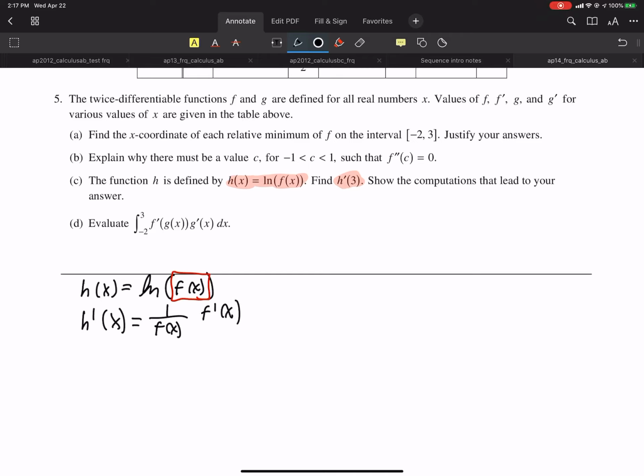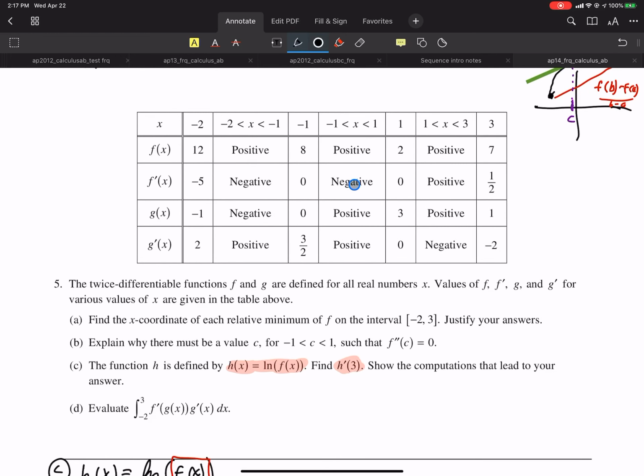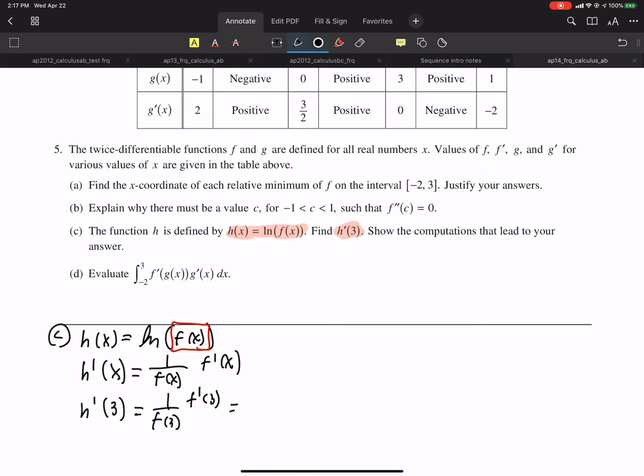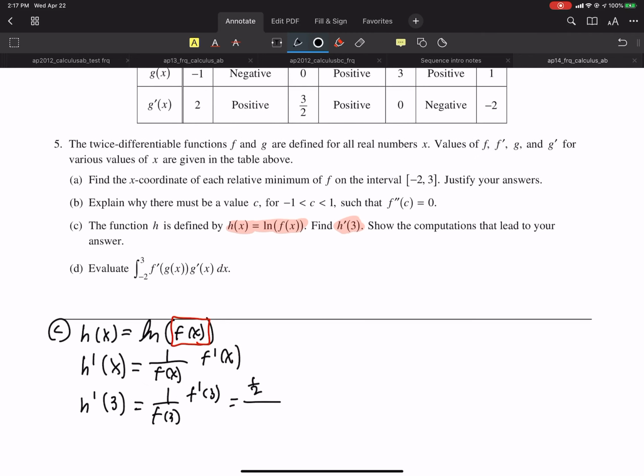And we want to find h prime at 3. So plug in 3 everywhere and just go to the table and find that. f prime of 3, we see right here, is 1/2. And f of 3 is 7. So leave your answer like that. That is fine. You don't have to simplify that. If you choose to, which you shouldn't, you should get 1/14.